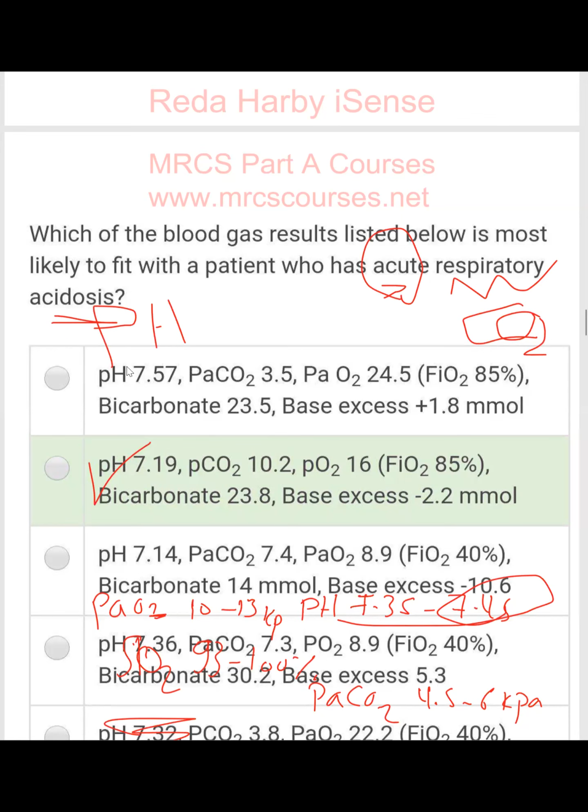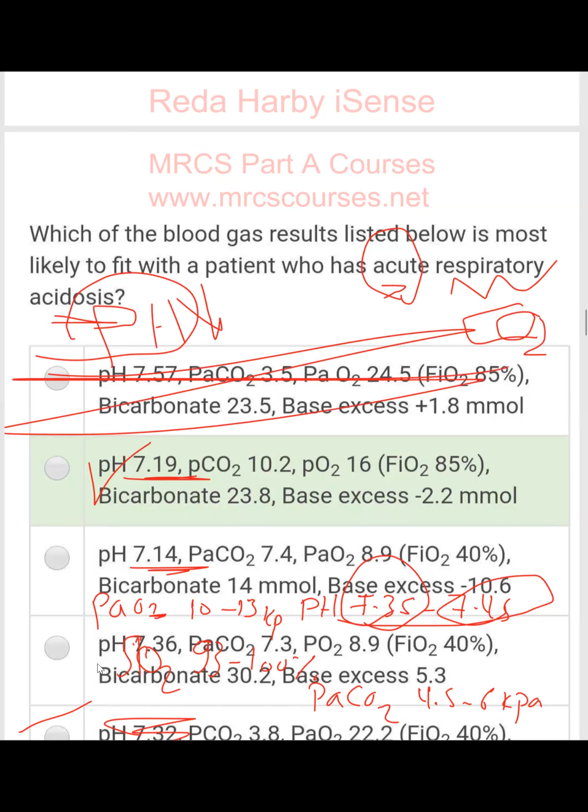This one, I think this is acidosis. So the pH is low, so it should be lower than this. So you will have this one or this one or the last one. Okay, this is alkalosis, so it is wrong. Also, this is the normal one, so it will also be wrong.